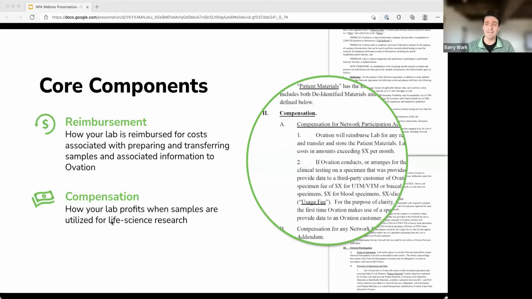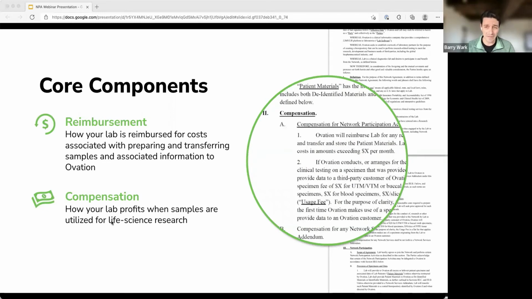There are two main ways your lab gets paid as a participant in the Ovation Research Network. The first is reimbursement. We'll reimburse your lab for the reasonable costs required for you to prepare and transfer remainder patient specimens and associated information to Ovation. You'll work with our clinical affairs team to determine what those expected costs are on a monthly basis, and you'll send us an itemized invoice for those costs at the end of each month. We'll pay you within 30 days of receipt of that invoice via an ACH transfer.